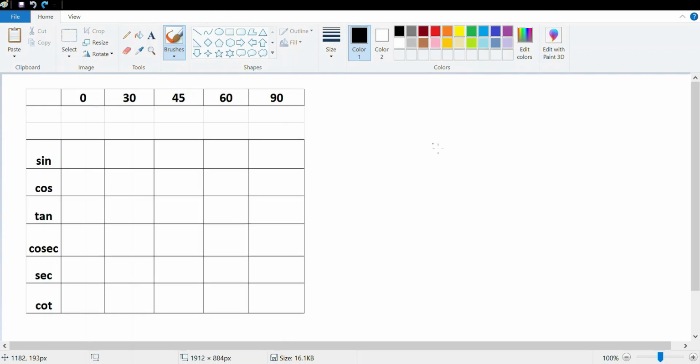Hi guys, let's start the new exercise. The new exercise that we're doing is exercise 23b. But before we start the exercise, let's quickly revise how to create the trigonometrical table for standard angles.